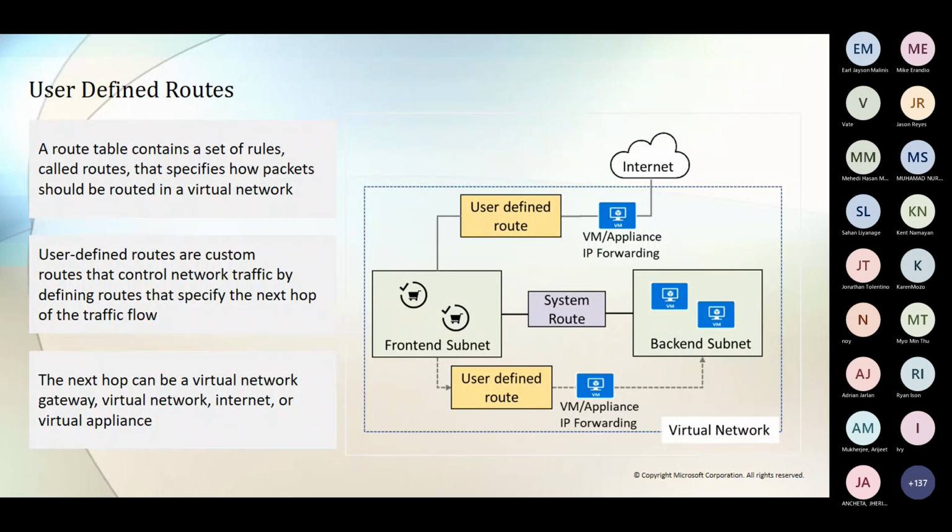Actual packets means a data flow, how the data will go from one virtual network to another virtual network, or from one VM to another VM. User-defined routes are custom routes that control network traffic by defining routes that specify the next hop of the traffic flow. Next hop means the next destination or next link of the data flow.